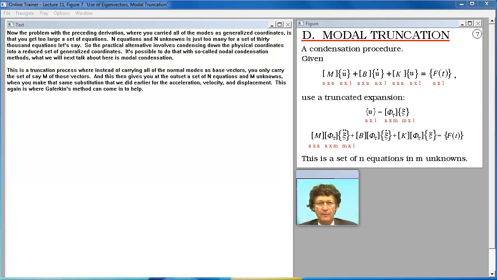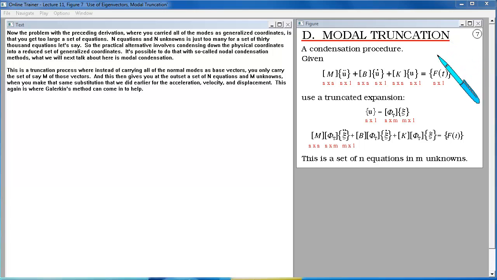Now the problem with the preceding derivation, where you carried all of the modes as generalized coordinates, is that you get too large a set of equations. N equations and n unknowns is just too many for a set of 30,000 equations, let's say. So the practical alternative involves condensing down the physical coordinates into a reduced set of generalized coordinates. It's possible to do that with so-called nodal condensation methods. What we will next talk about here is modal condensation.